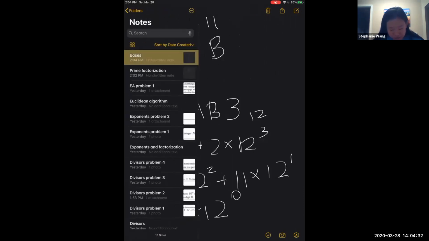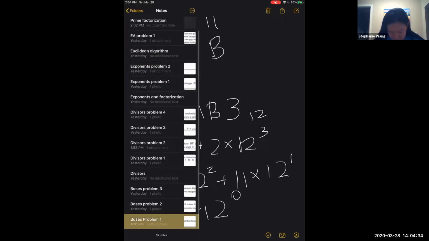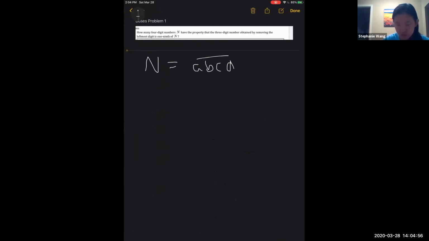Now let's go through some problems. The first problem we'll start off with, I'll give you some time to read it. The problem says we have some 4-digit number n, and A, B, C, and D are its digits.